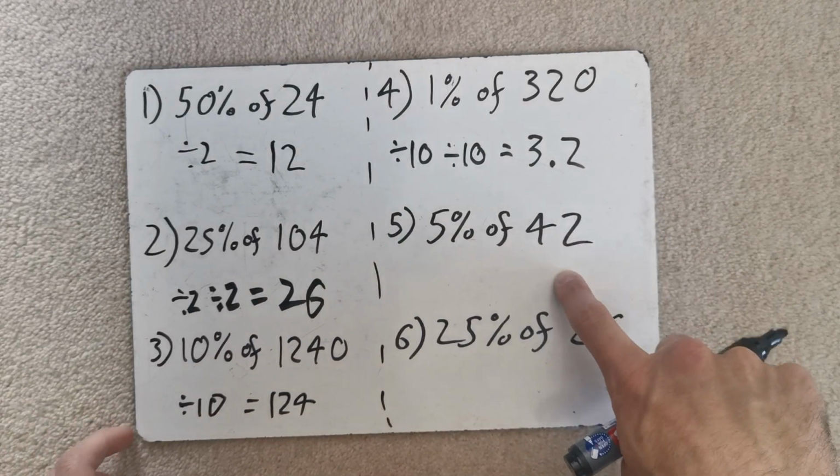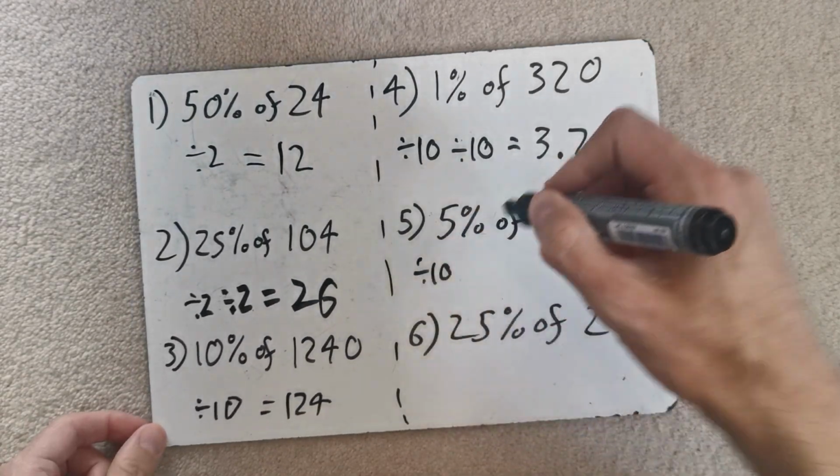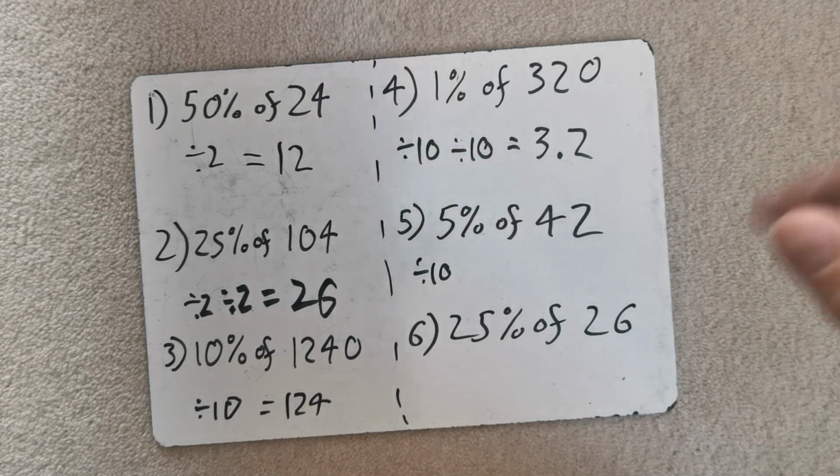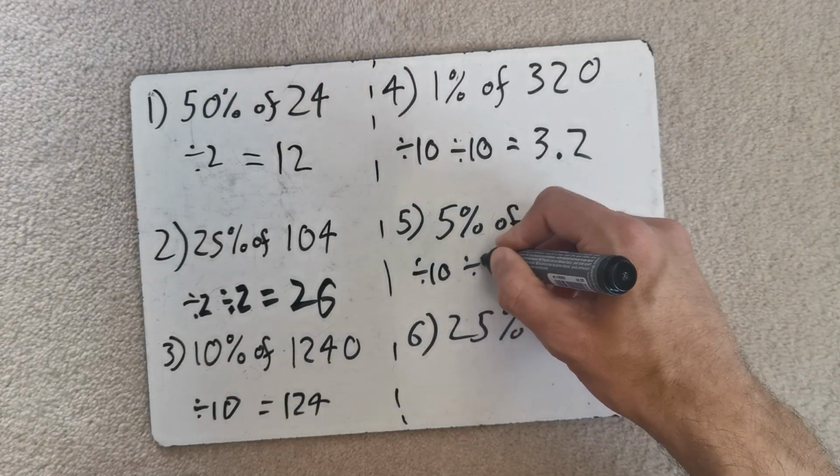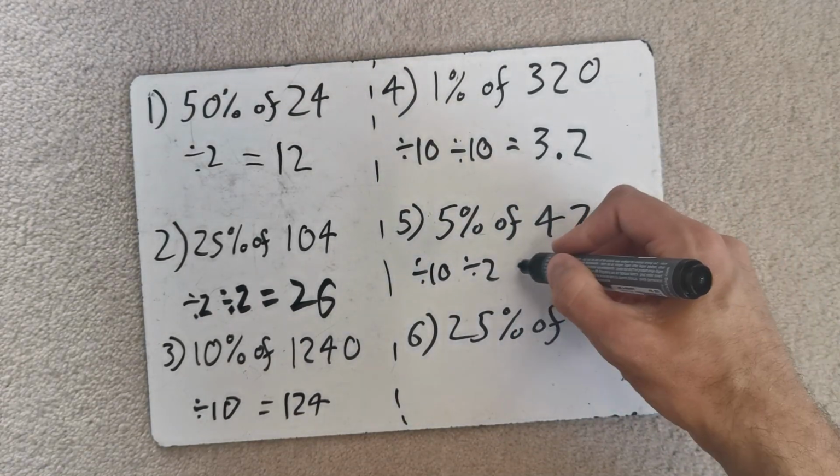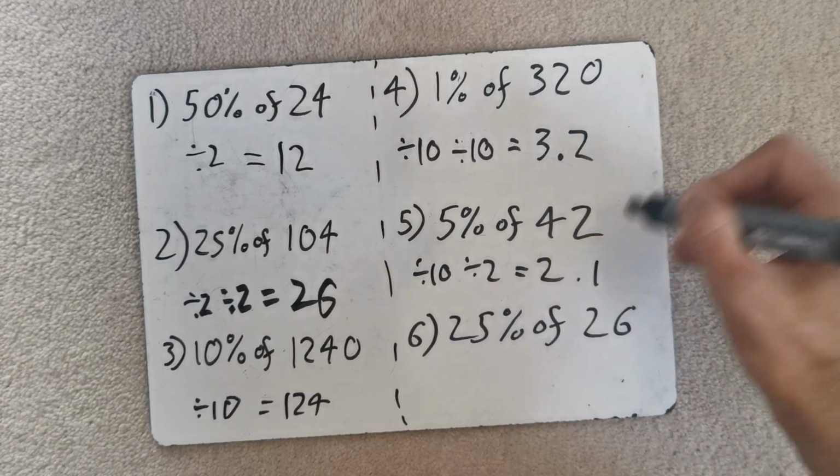Okay, 5%. To get 5%, you divide by 10 and half it. So 42 divided by 10, what is that? That's 4.2. And half that, half of 4.2 is 2.1.